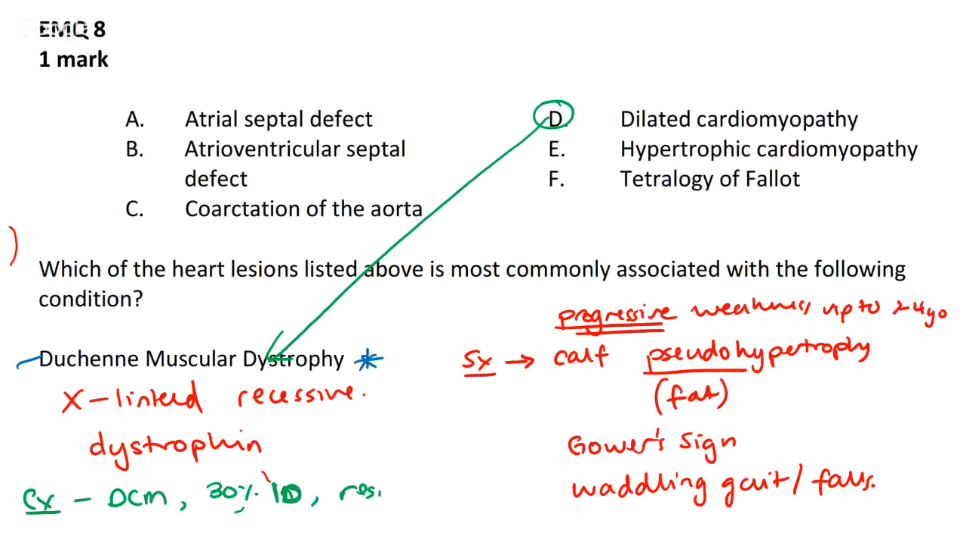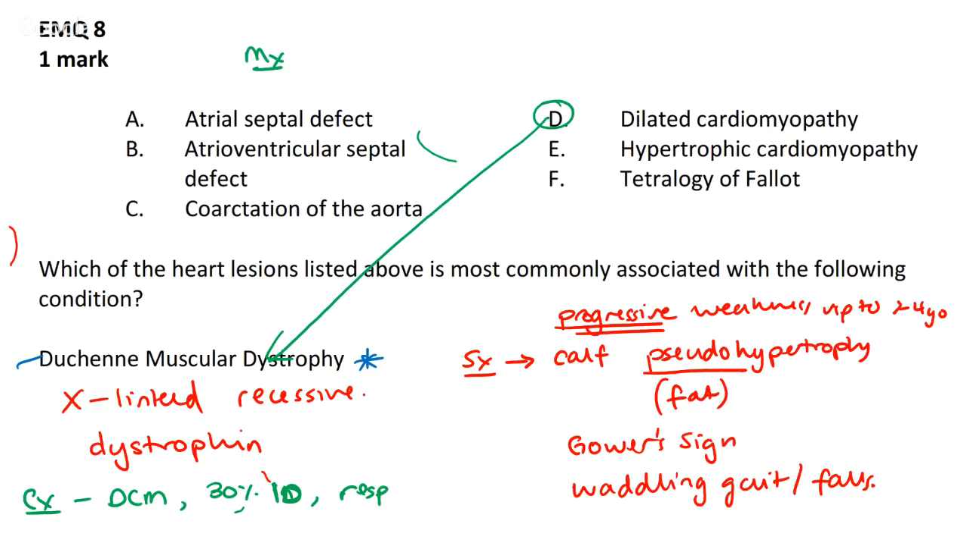And the last one is respiratory. Given that you have weakness of your muscles, being unable to breathe properly increases your propensity to get chest infections. So people with Duchenne's are much more likely to get chest infections. So that's Duchenne's in a nutshell.